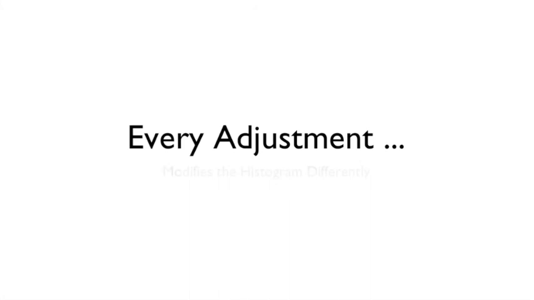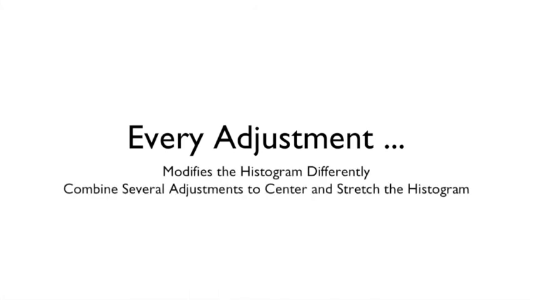Every image adjustment modifies the histogram differently. By using different adjustments in combination, you can turn up the volume on your pictures in a very controlled and predictable way. Not all adjustments are created equal, so I'm going to go through each of them and show you how they affect the histogram.